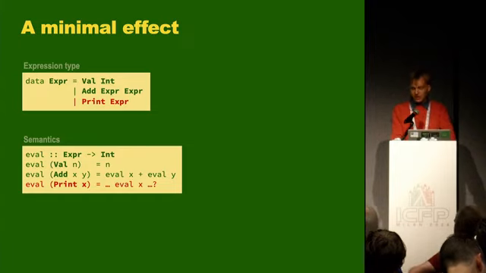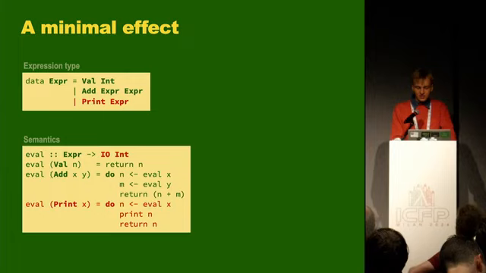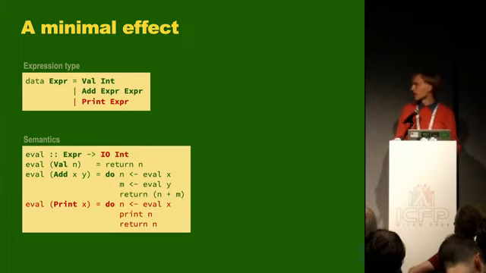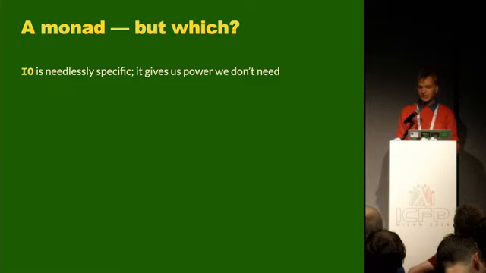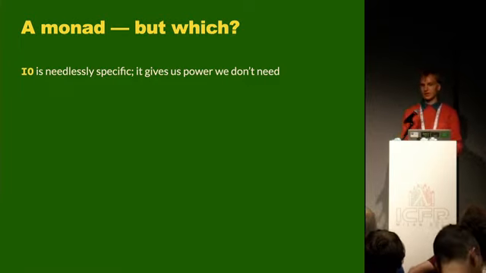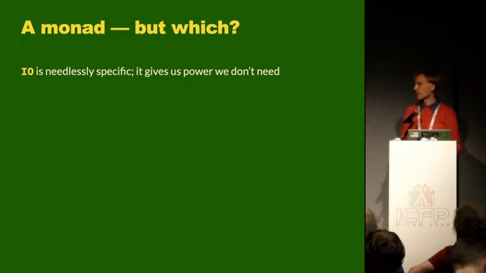So, as Haskell programmers, probably the obvious thing to do at this point is to change this up to work in the IO monad, because then we can just use the print function and print it to the screen. The problem with this is that it's needlessly specific. This gives us a lot of power we don't need. We don't need to have the ability to get a line or open files.